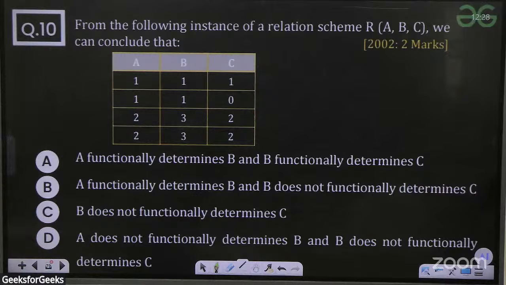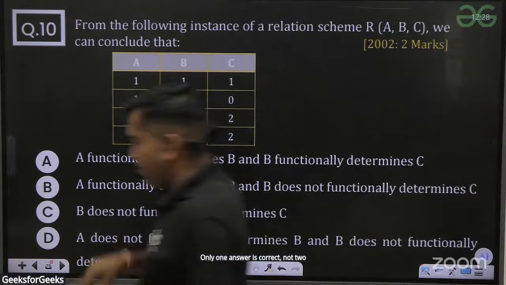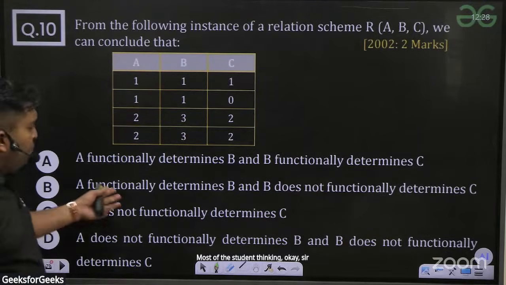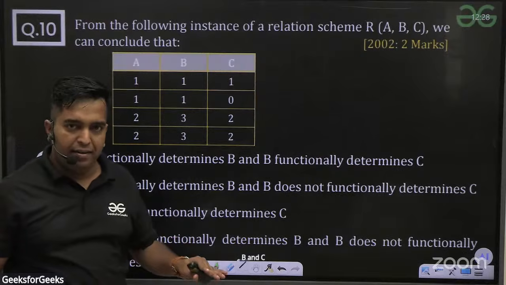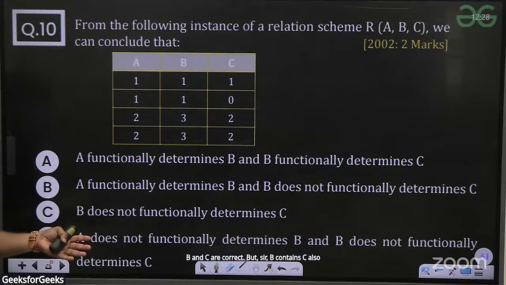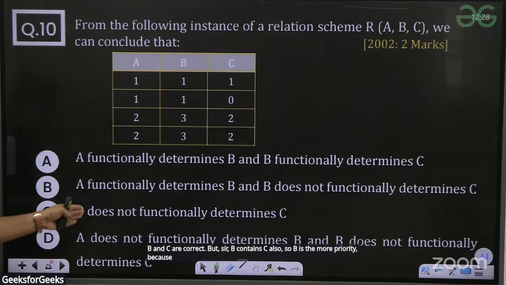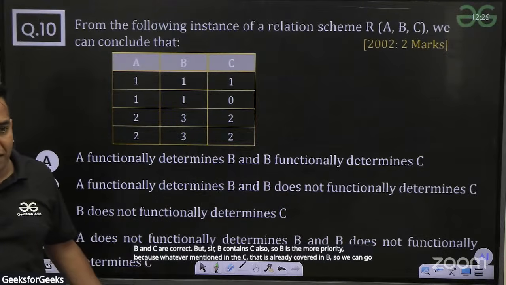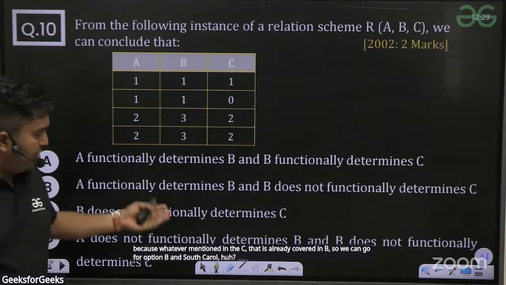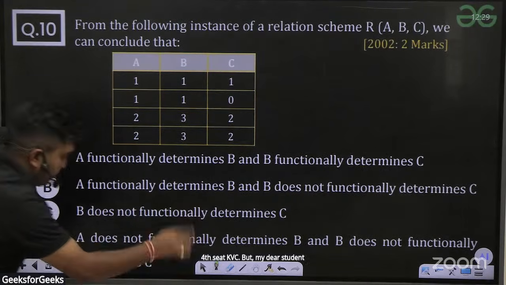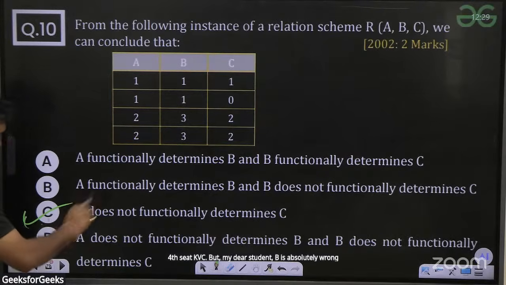Only one answer is correct, not two. Most of the students think that B and C are correct, but B contains C also, so B is the higher priority, because whatever is mentioned in C is already covered in B, so we can go for option B and win 7 crore in the KBC hot seat. But my dear students, B is absolutely wrong, only C is the correct answer.